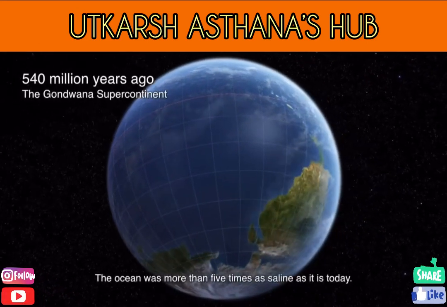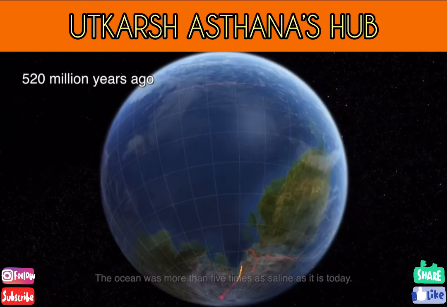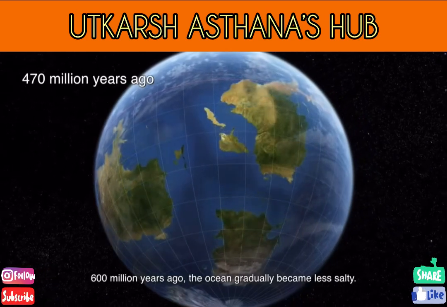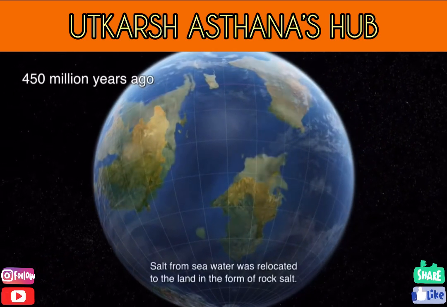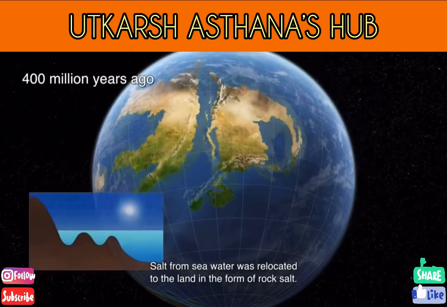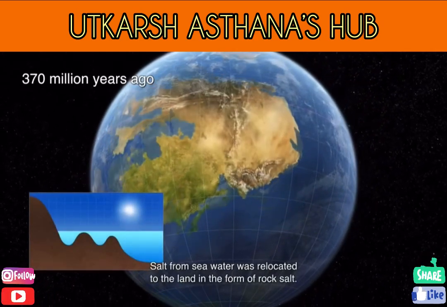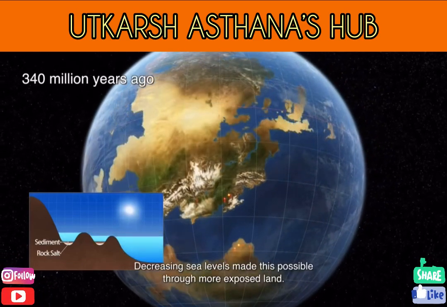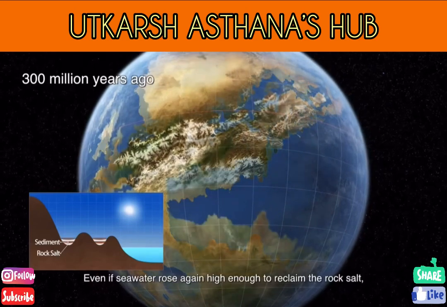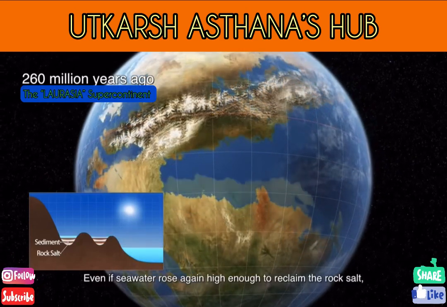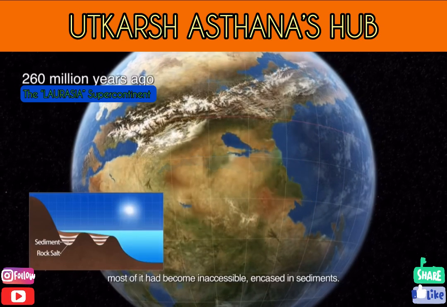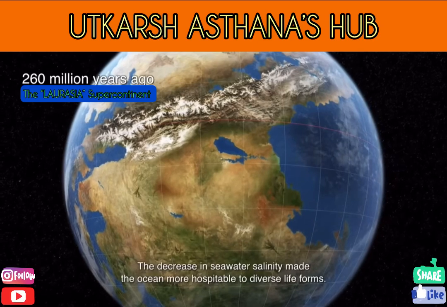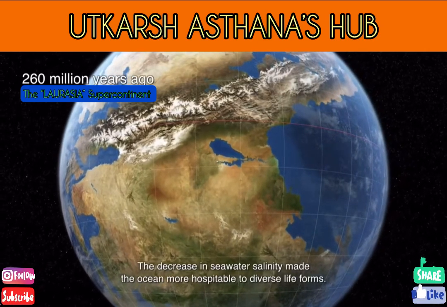The ocean was more than 5 times as saline as it is today. 600 million years ago, the ocean gradually became less salty. Salt from seawater was relocated to the land in the form of rock salt. Decreasing sea levels made this possible through more exposed land. Even if seawater rose again high enough to reclaim the rock salt, most of it had become inaccessible, encased in sediments. The decrease in seawater salinity made the ocean more hospitable to diverse life forms.